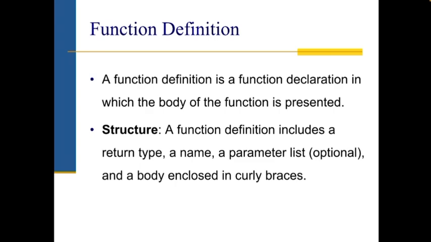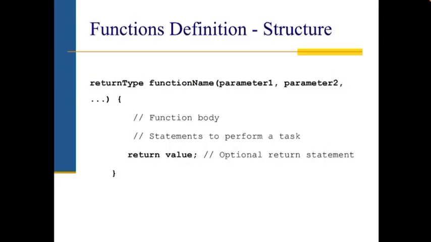So let's move to the structure. A function definition includes a return type, a name, a parameter list, which is optional, and a body enclosed in curly braces. So this is the syntax for it. Return type, function name, in the parentheses parameter 1, 2. Then you open a curly brace. Inside the curly brace, you write the body, then return value, then you close the curly brace.